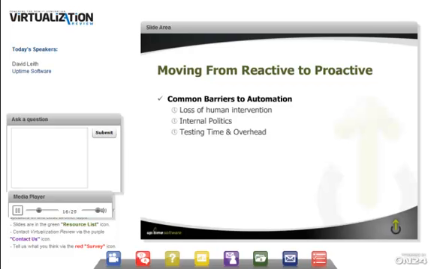Another key thing that comes up is internal politics, right? If we have an application that is very complex and it crosses many different servers or different components, anytime there's an automated action to manage that service, you can run into all kinds of politics around who controls what in the environment and who makes the decision on what the automation tasks should be. And again, that really comes back, how do we avoid these politics, to having that unified view, having a tool that covers all the different silos so that everyone's on the same page and everyone understands the impact of these automation tasks. And the third common barrier is all about testing time and overhead.